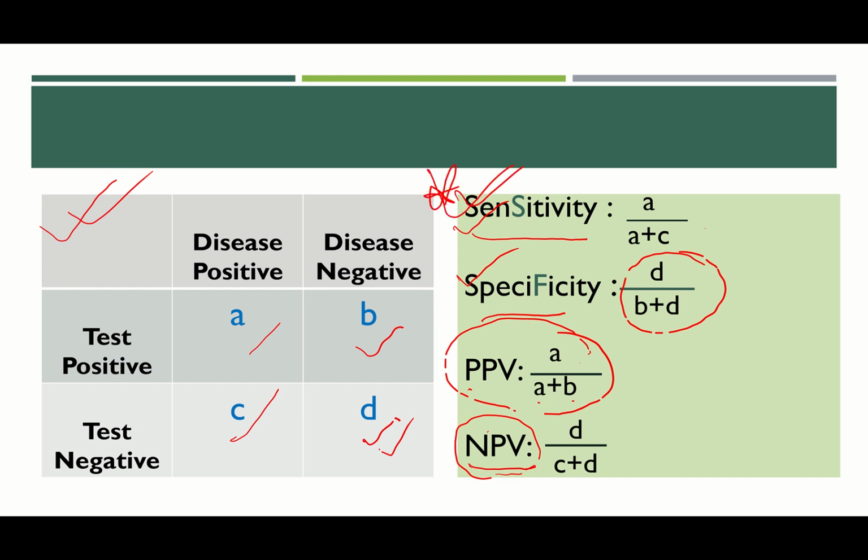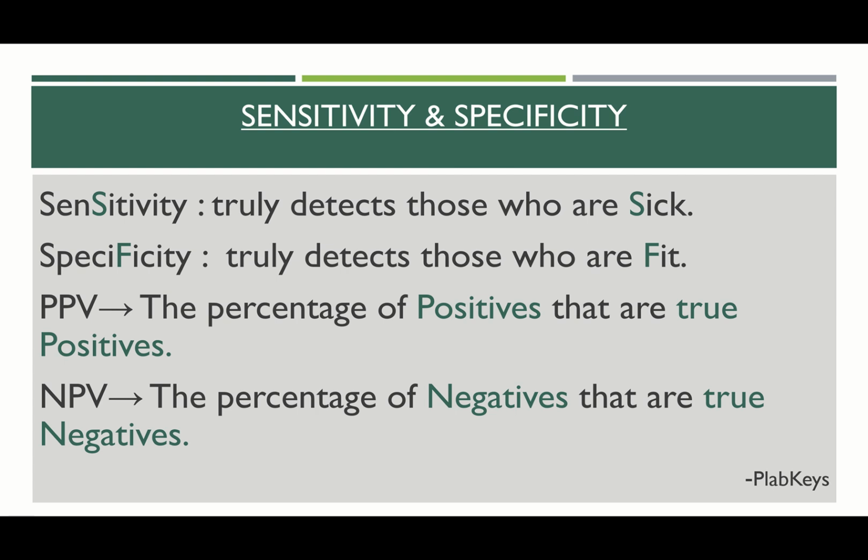This is very important. This is all you need to know, this formula and the chart, how you put the data. Of course, I'll show you in a while how you put the data from a scenario. So this is some theoretical part from this topic. You need to know what is sensitivity and what is specificity. Sensitivity refers to those people who are actually sick, and specificity regards those people who are actually fit, who are actually healthy. What is PPV? Positive predictive value. It is the percentage of positive, which indicates those who are truly positive, and NPV indicates those who are truly negative.